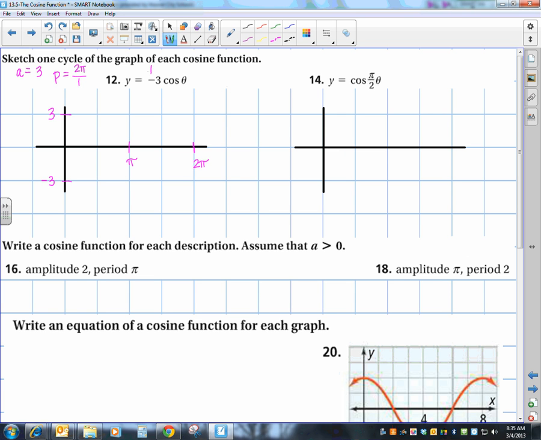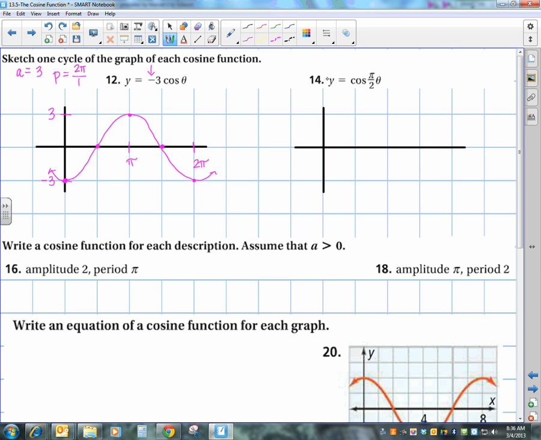And hopefully you notice there was a negative sign. So that's going to flip our graph over the x-axis. So instead of starting at 3, I'm going to start at negative 3. So I know I start at a min. I'm going to end at a min. Halfway between will be my max. Halfway between each of those will be a 0. Those are our 5 key points that we're going to show. And then I'm going to make it look like my cosine curve. Going back up, putting my arrows on it.